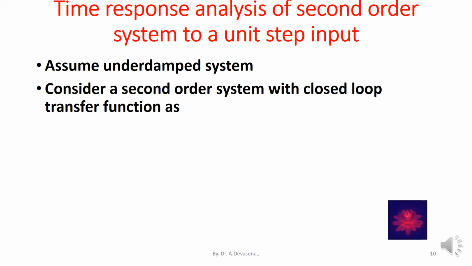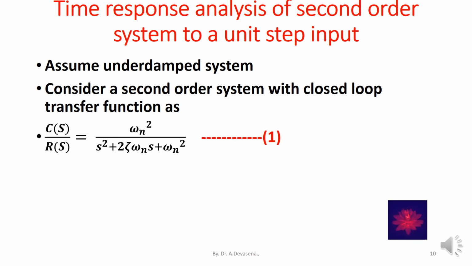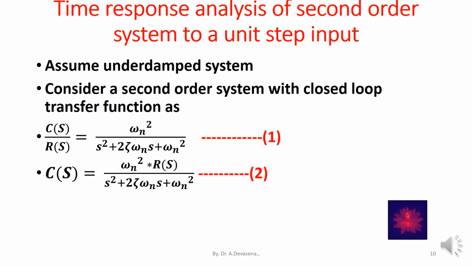Consider a second order system with the closed loop transfer function C(s)/R(s) = ωn² / (s² + 2ζωn s + ωn²). This is equation 1. The value of C(s) is equal to ωn² R(s) divided by (s² + 2ζωn s + ωn²). Consider this as equation 2.